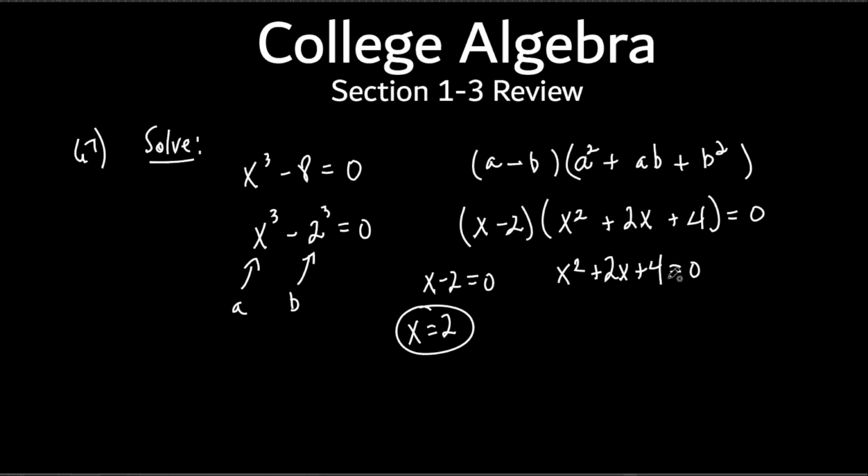Are there any 2 numbers that multiply to be 4 and add up to be 2? Well, there's not. So our only choice, not our only choice, but probably our best choice at this point, is to put this in the quadratic formula. So let's go ahead and put this in the quadratic formula.